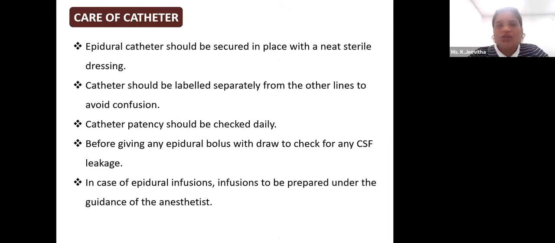Either it could be an IV cannula, central line, or Foley's catheter; anything you have to check for the origin, and you need to check for the patency, and then administer any medications. Before giving any bolus, and whenever the patient is on an epidural catheter, it should be labeled separately to avoid confusion. As I said, you should not confuse the catheters.